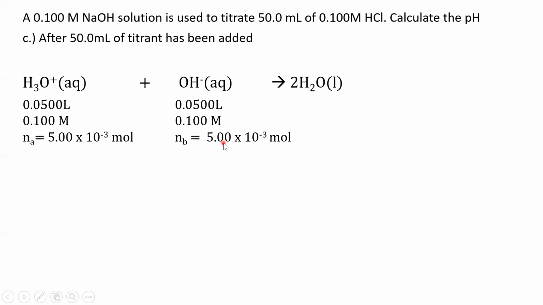So look at what we have here. We have the same number of moles of acid and base. We're at the equivalence point, or the stoichiometric equivalence point. That means we don't have any hydronium ion and we don't have any hydroxide ion from the hydrochloric acid and the sodium hydroxide left in the container.